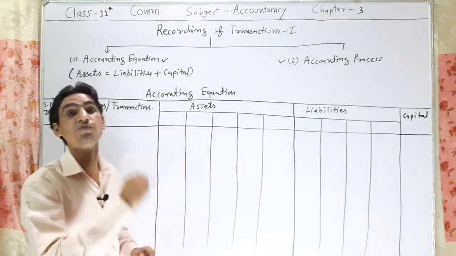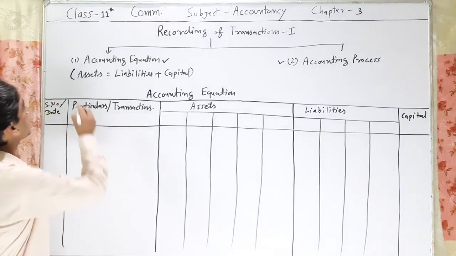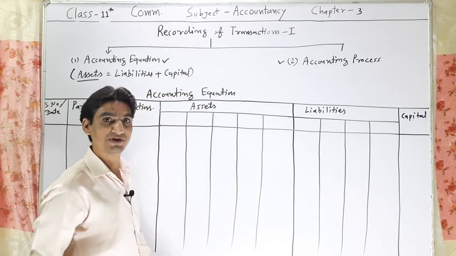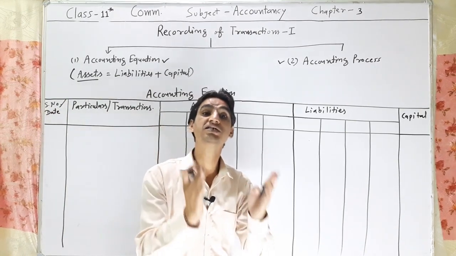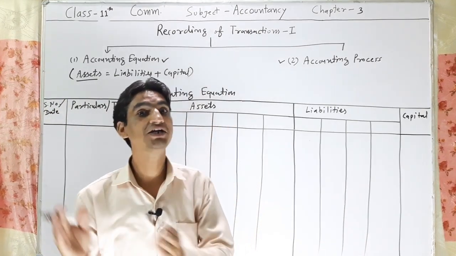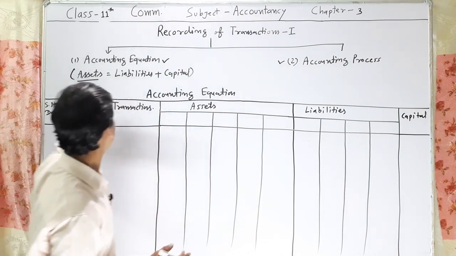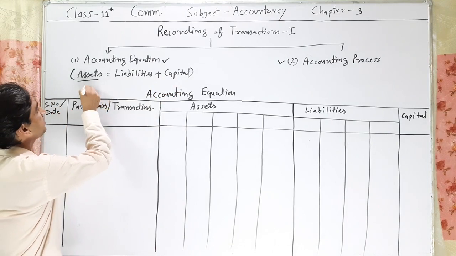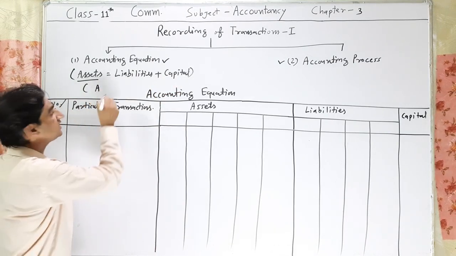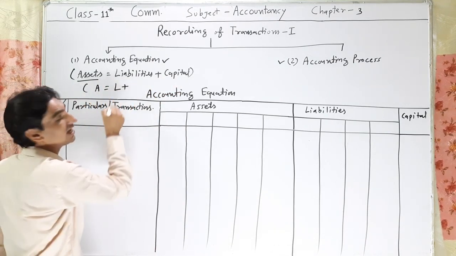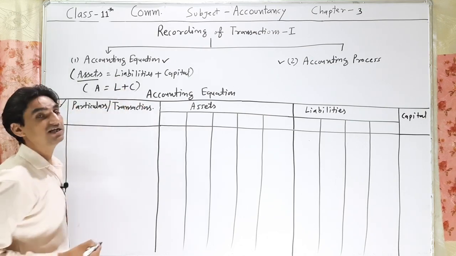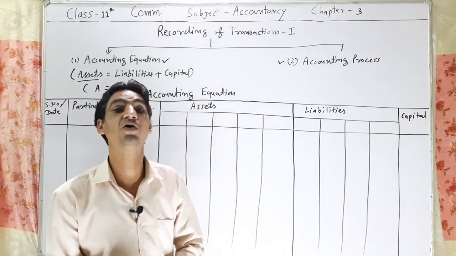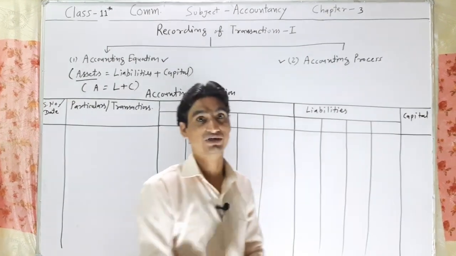The formula of the accounting equation is: assets is equal to liabilities plus capital. In short, we can say A is equal to L plus C. That is the formula for the accounting equation.